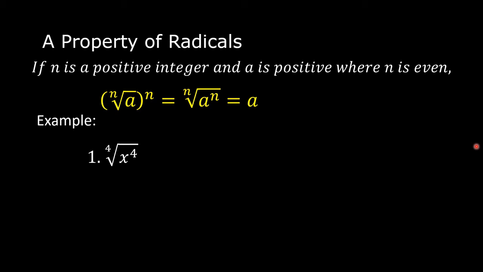Example, the fourth root of x raised to the exponent of 4. The index is equal to the exponent of x, so the answer is x. Another example, the square root of x squared. It is understood the index here is 2, but we usually don't write 2 anymore. So the square root of x squared is x.